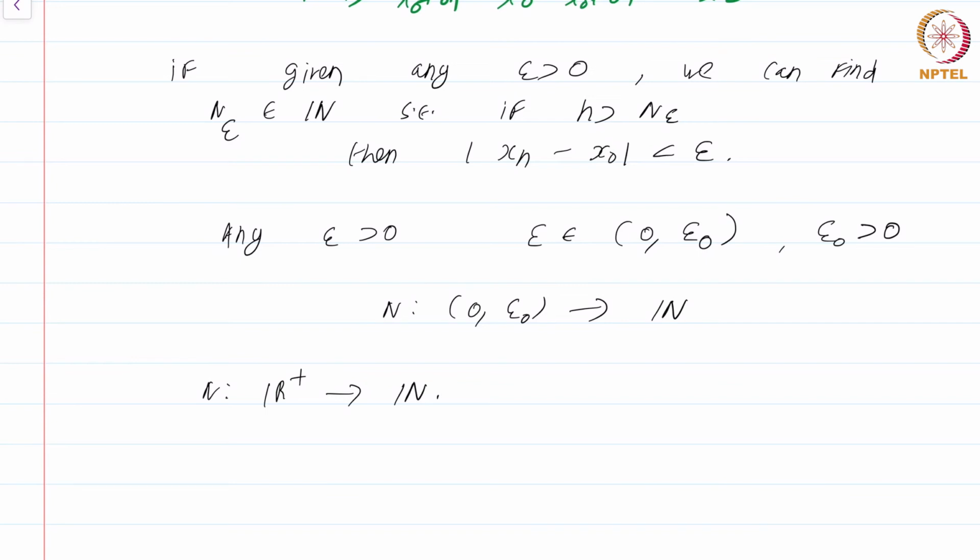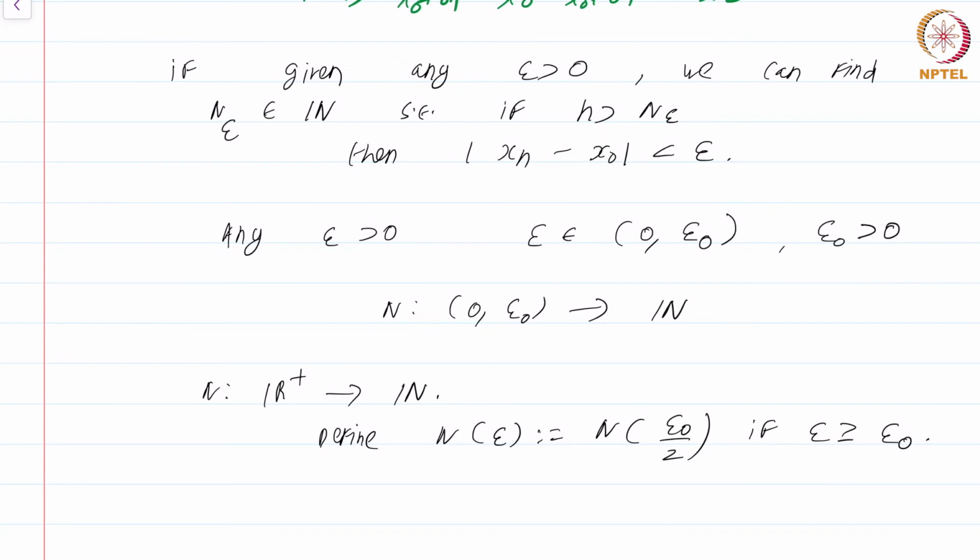I hope you got how to proceed from N from (0, epsilon naught) to natural numbers all the way from N to N from R plus to N. Well, all you do is define N of epsilon to be N of epsilon naught by 2 if epsilon is greater than or equal to epsilon naught. Okay, just define this function.